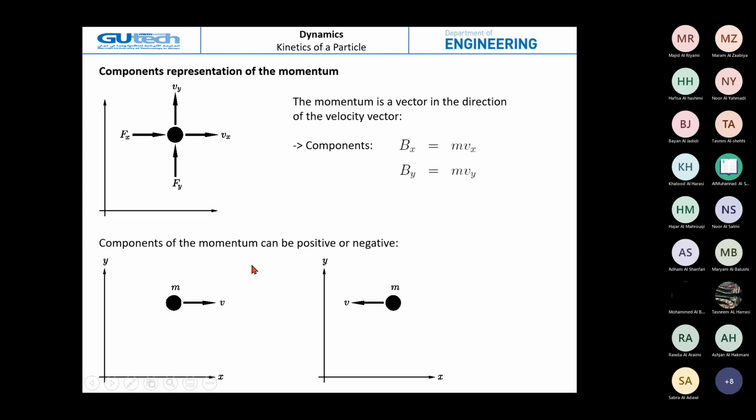There are two cases. The momentum can be positive or negative. That means if the velocity is in the positive x direction, in this case we have a positive momentum. But if the velocity is opposite to the x direction, in this case we have the momentum Bx which is minus m vx.